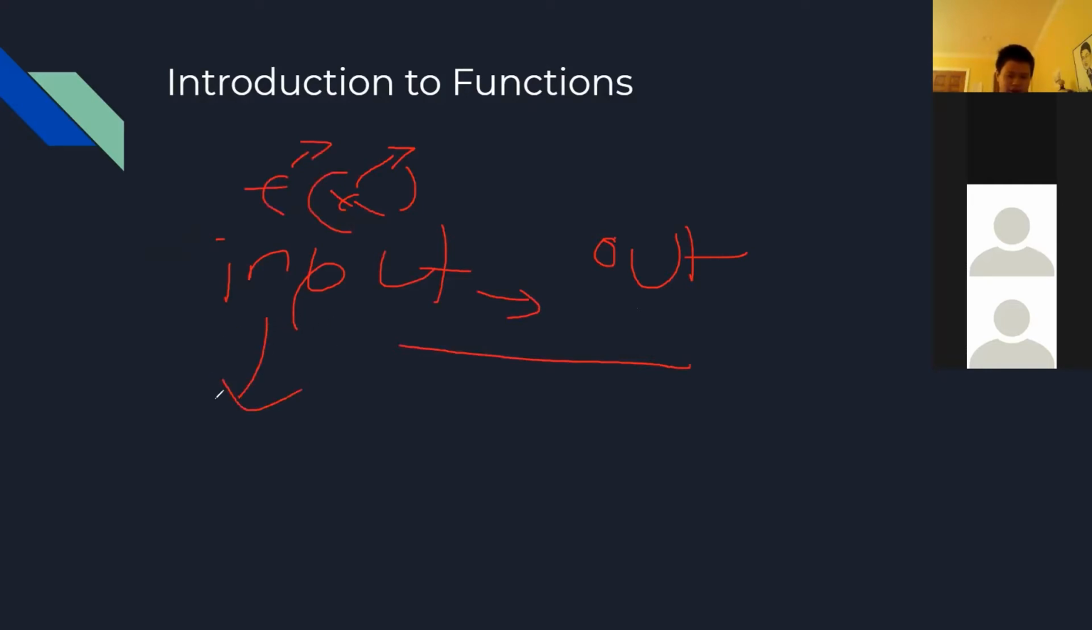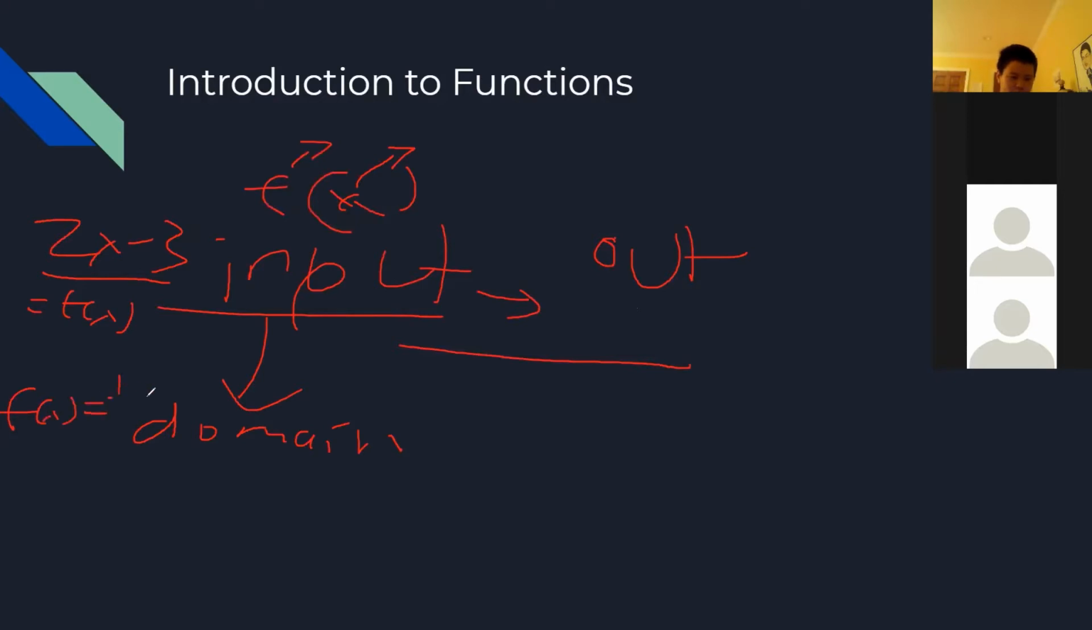So we call what someone can input into this the domain. For the most part, the domain is all real numbers. 2x minus 3 equals f(x). Domain is all real numbers. However, for something like f(x) equals 1/x, x cannot be 0. So the domain would be all real numbers except 0.